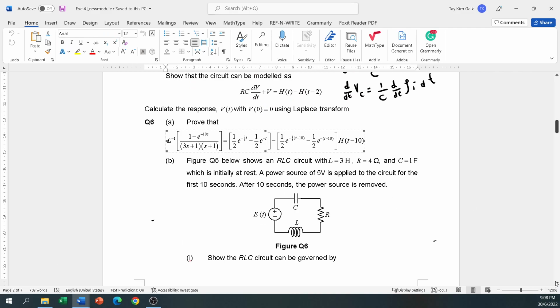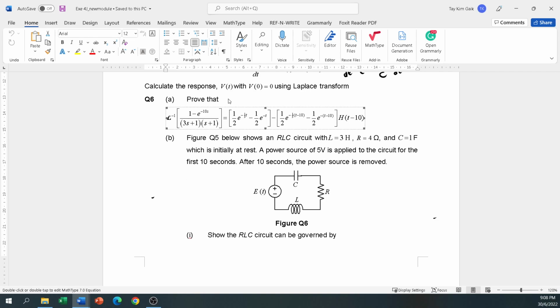Question 6b. The figure for question 6 shows an RLC circuit with L equal to 3 Henry, R equal to 4 ohm, and C equal to 1 farad, which is initially at rest, so I0 equal to 0. A power source of 5 volt is applied to the circuit for the first 10 seconds. After 10 seconds, the power source is removed.